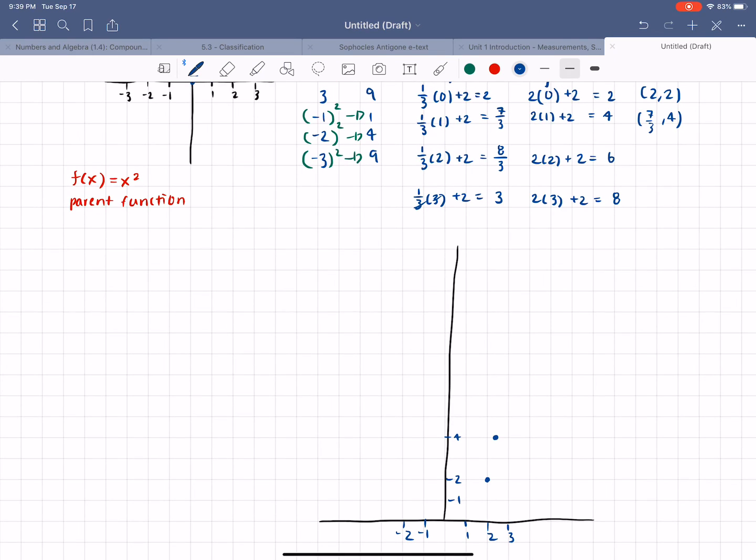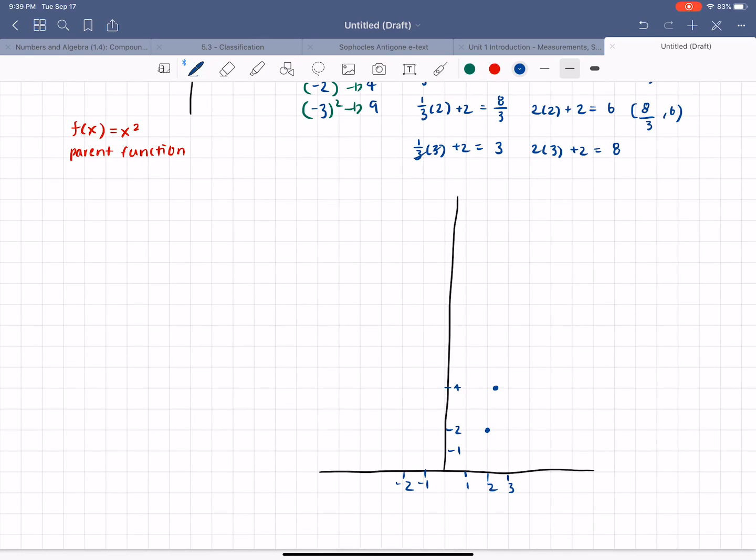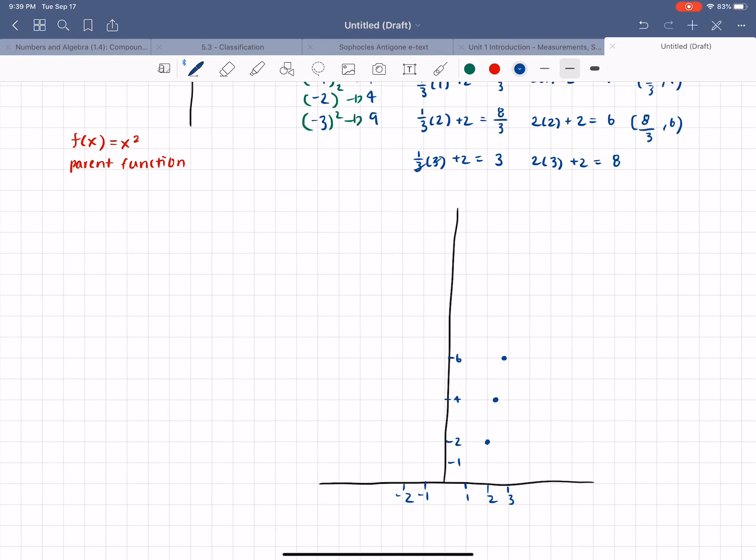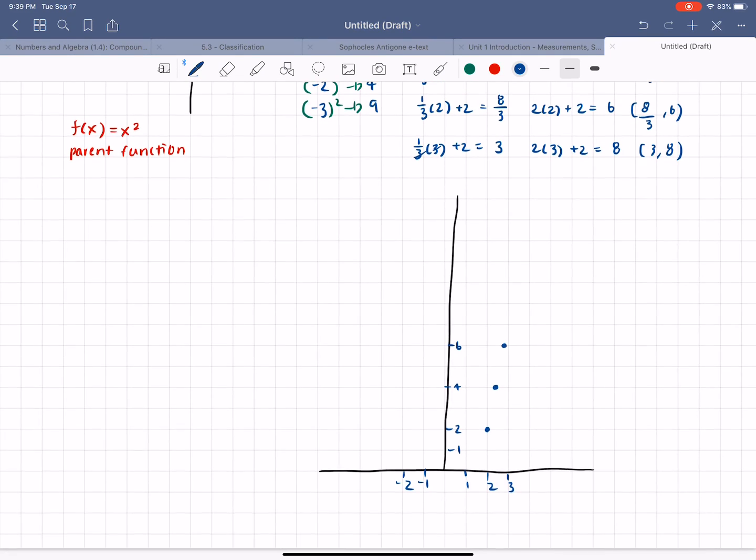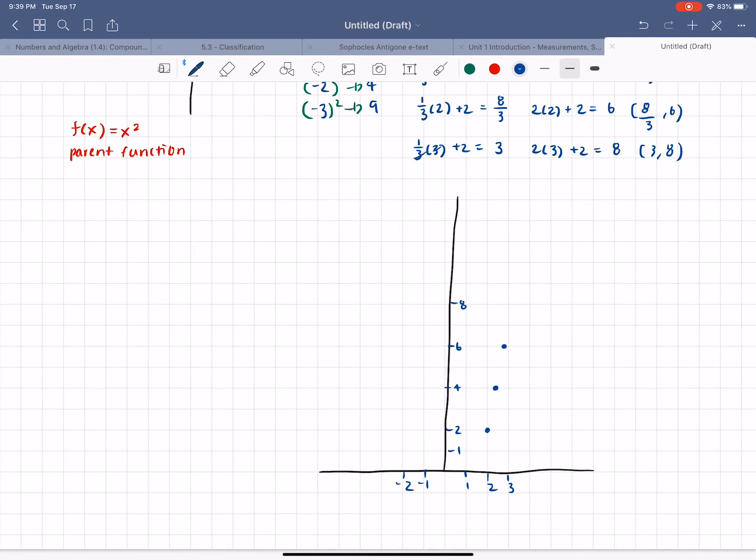And then we have 8/3, 6. And 8/3 is almost 3. And we have 6, which is right here. So somewhere here. And then finally, we have 3 and 8. 3 and 8 is right here. And I will just reflect these, because effectively everything we're doing is a reflection. Something like that. And this is our new parabola.